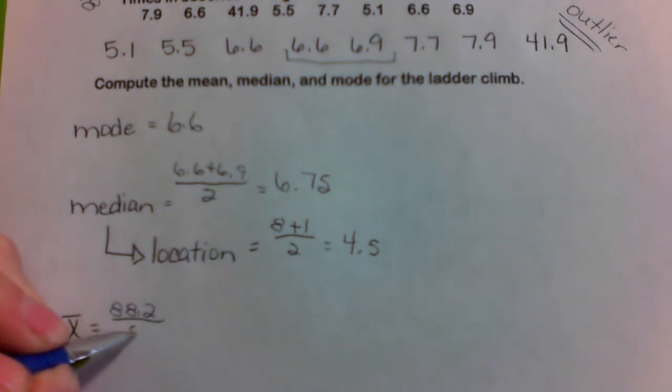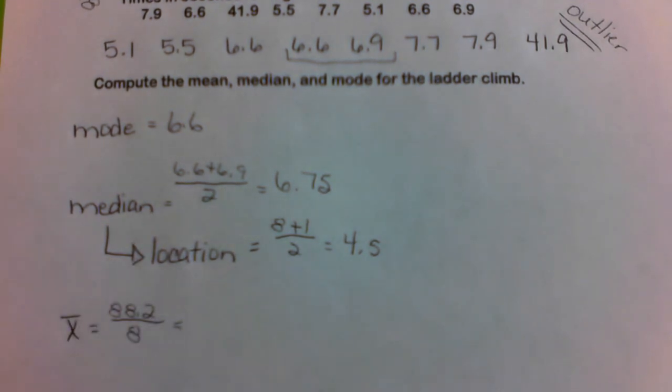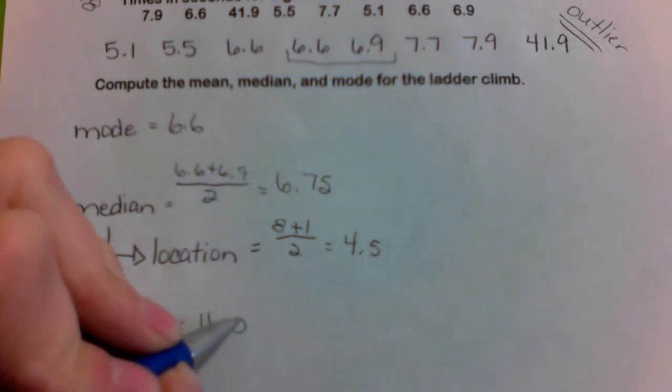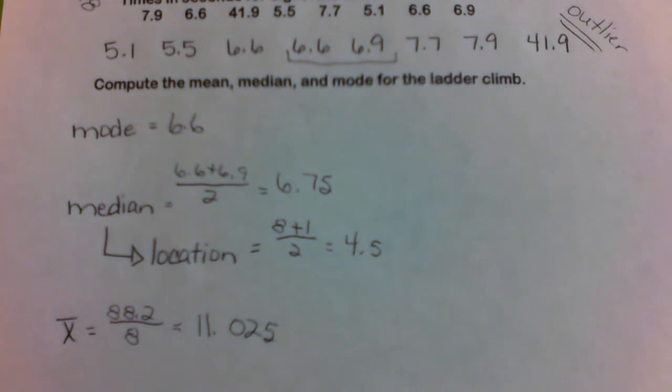And we're going to divide by 8 because that's the total number of values that there are. So we get 11.025. So there's how you calculate the mode, median, and mean. And if you'll notice, this value is quite a bit larger than the mode and the median. Why? Because the outlier pulled that number up.